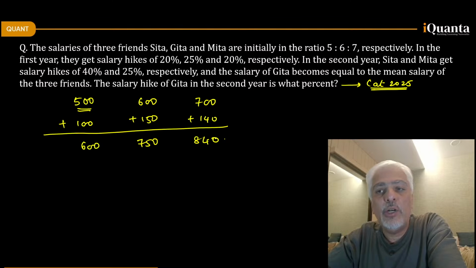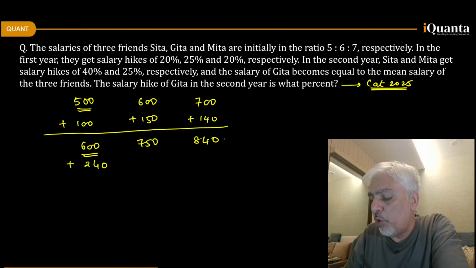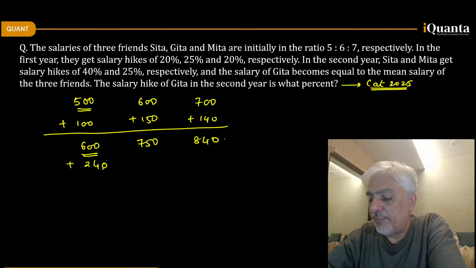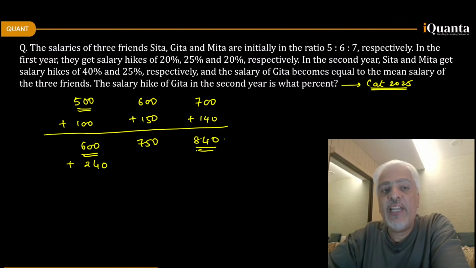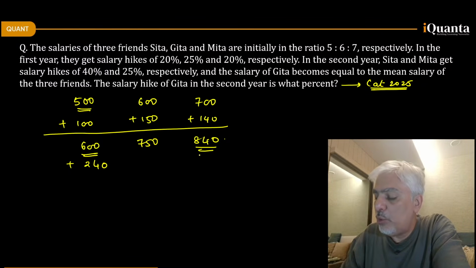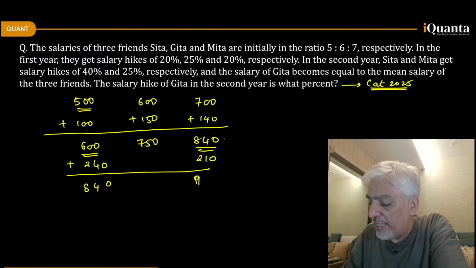Then they have told only about Sita and Meeta. Sita got 40%. 40% of 600 will be 240. Okay. While 25% of 840, that is 1/4, will be 210. So this will become 840, and this will become 1050.